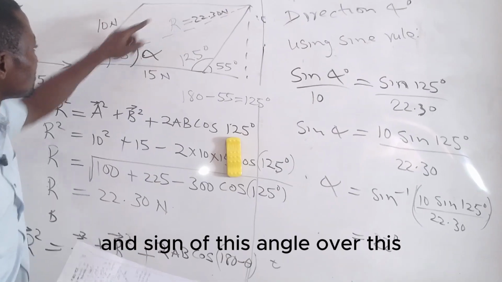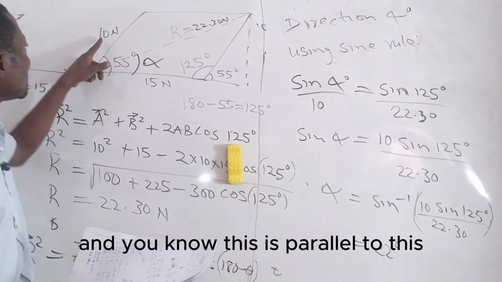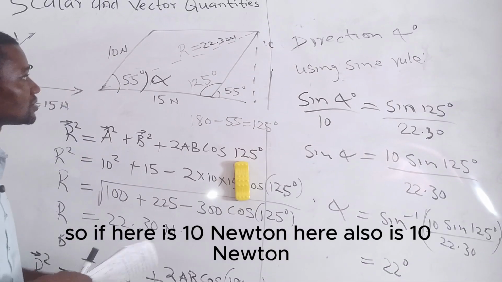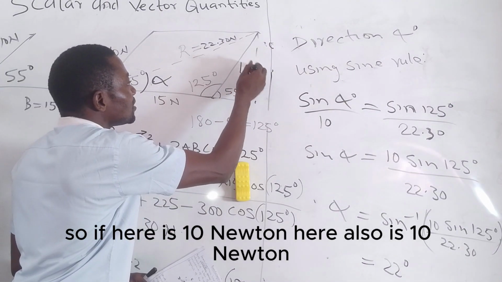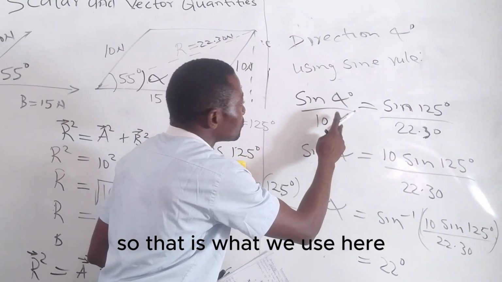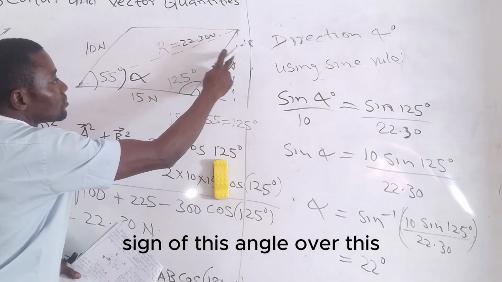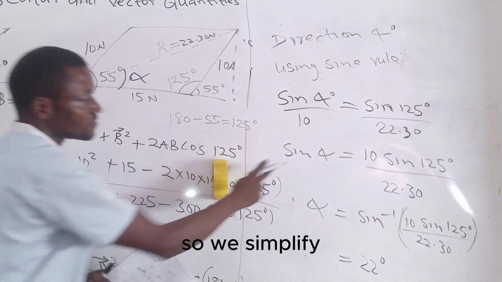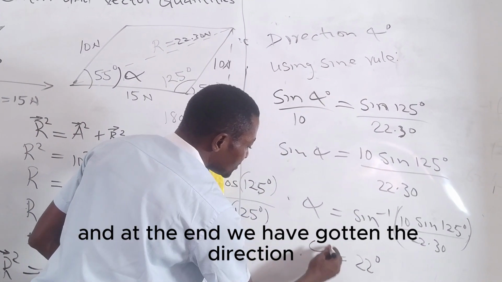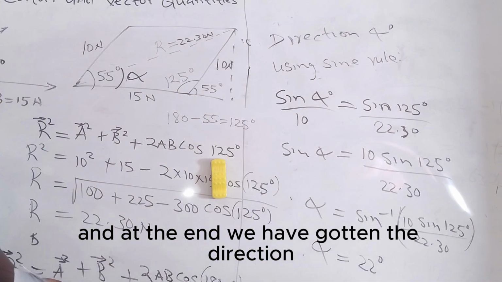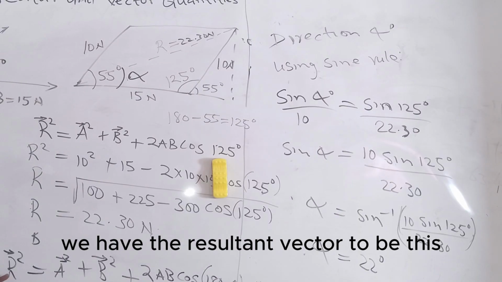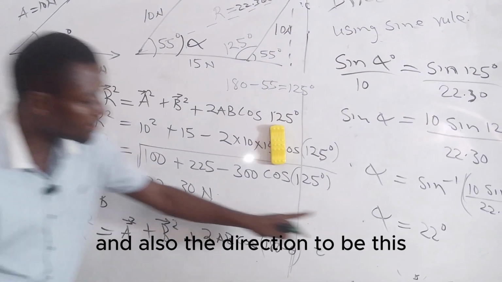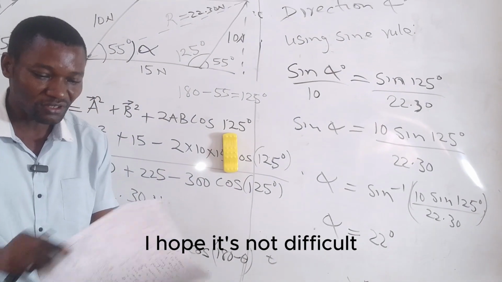So this is the approach, and the sine rule, like I earlier explained, is sine of this angle over this equals sine of this angle over this. And you know this is parallel to this. So if here is 10 Newton, here also is 10 Newton. So that is what we use here. So we simplify, and at the end, we have gotten the direction. So based on this, we have the resultant vector to be this, and also the direction to be this. I hope it's not difficult.